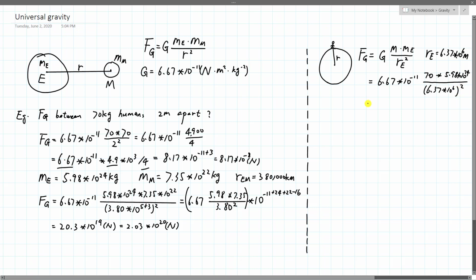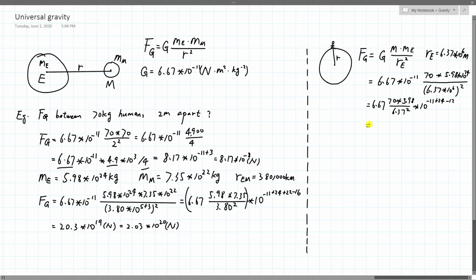So let's practice the same thing here. So we have 6.67, 70 times 5.98 divided by 6.37 squared. Then multiply by 10 to the minus 11, that's from here. And we also have 24 plus 24. And we also have the 6 squared, that's 10 to the 12th power in the denominator, so minus 12.